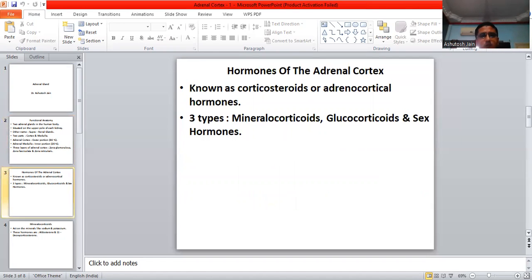Hormones of the adrenal cortex. These are known as corticosteroids or adrenocortical hormones. There are three types: mineralocorticoids, glucocorticoids, and the sex hormones.